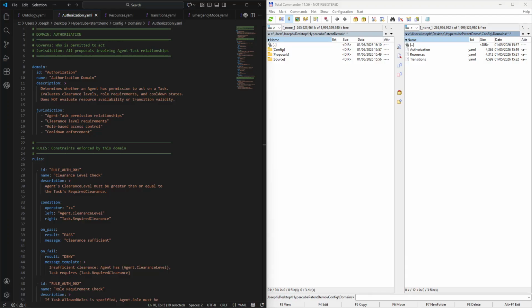Now we partition this ontology into domains. A domain is a bounded rule space governing one axis of meaning. Domains are orthogonal. They don't bleed assumptions into each other. The first domain is authorization. This domain governs who is permitted to act.